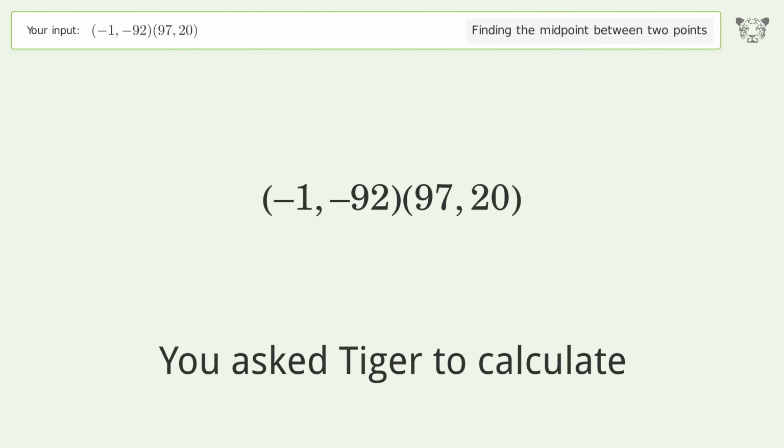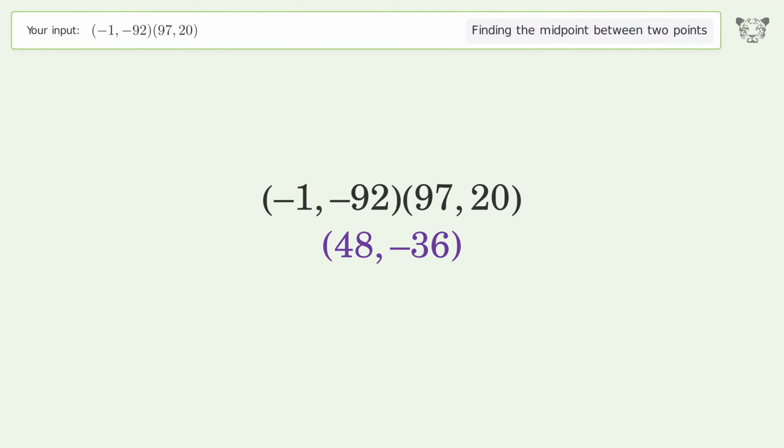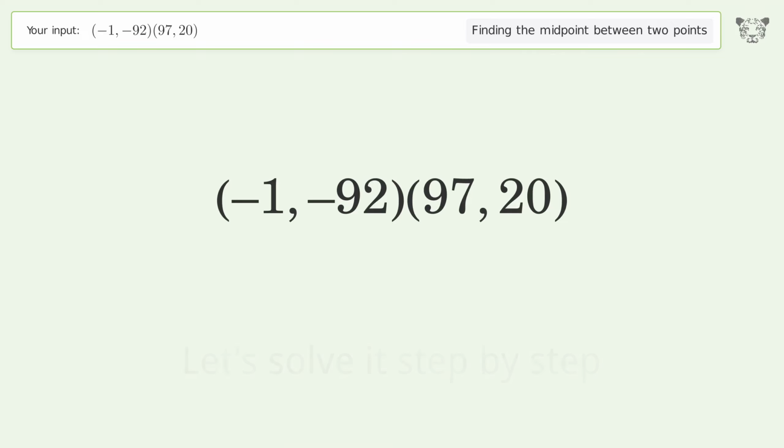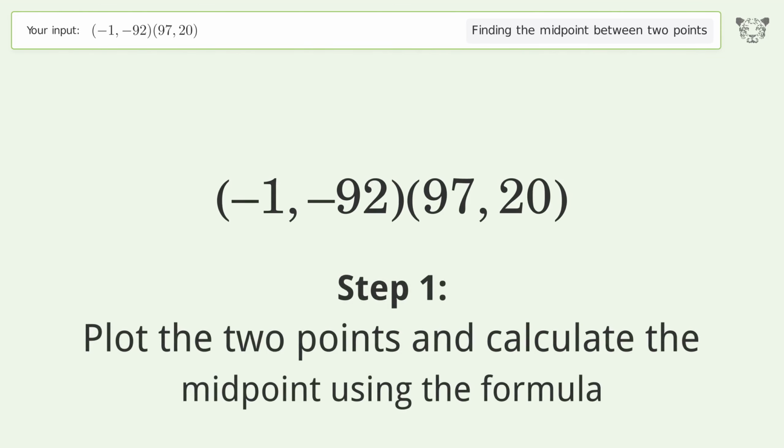You ask Tiger to calculate. This deals with finding the midpoint between 2 points. The midpoint between the 2 points is 48, negative 36. Let's solve it step by step. Plot the 2 points and calculate the midpoint using the formula.